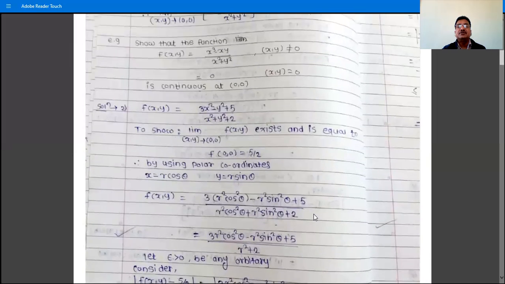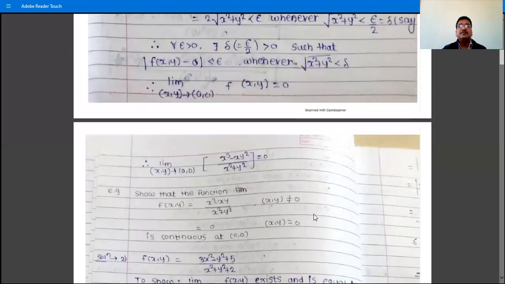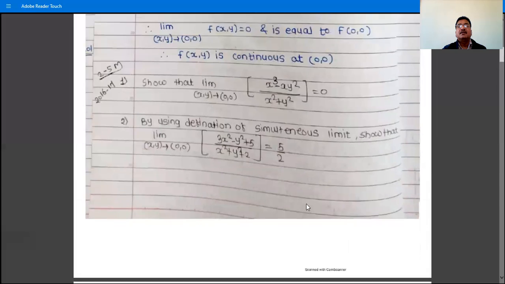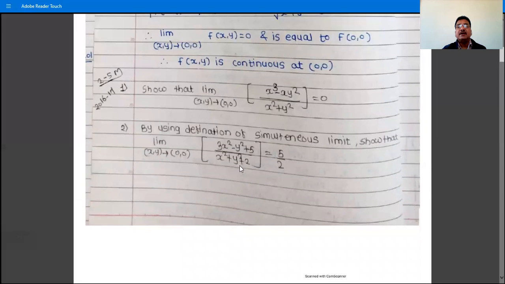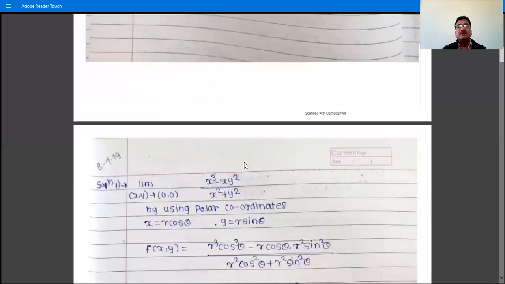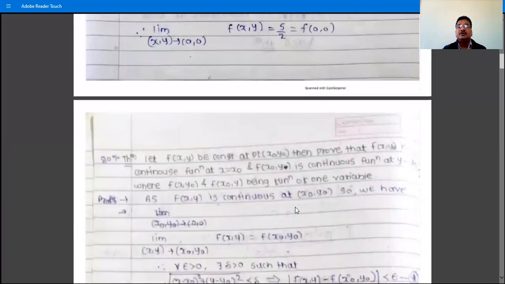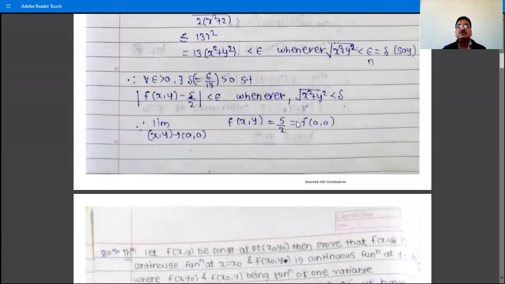So what is f of (0,0)? Here, f of (0,0) is not given. If we write this problem in another form, where we are given f of (0,0) is 5 by 2, then these two are equal, and therefore the function is continuous at (0,0). If the question is of that type, then write this, otherwise don't write is equal to f of (0,0).